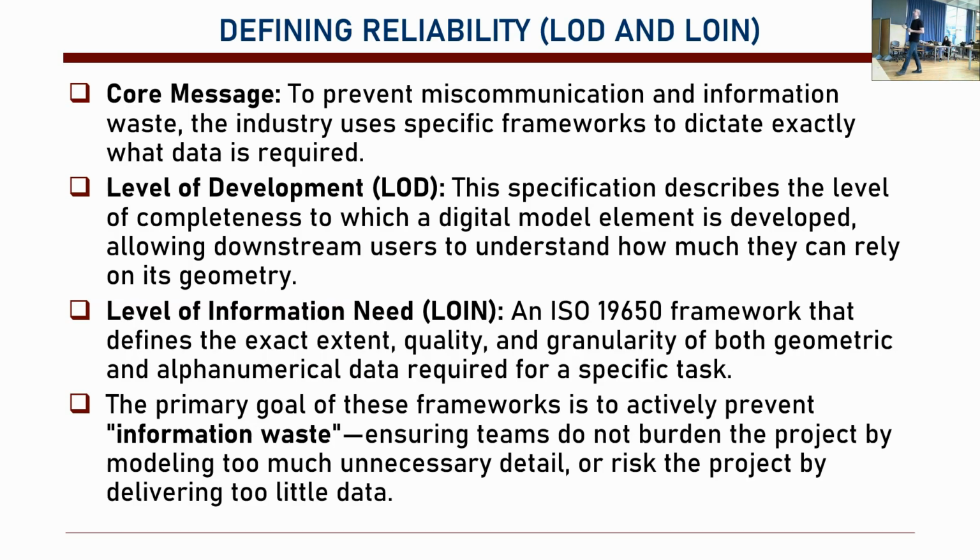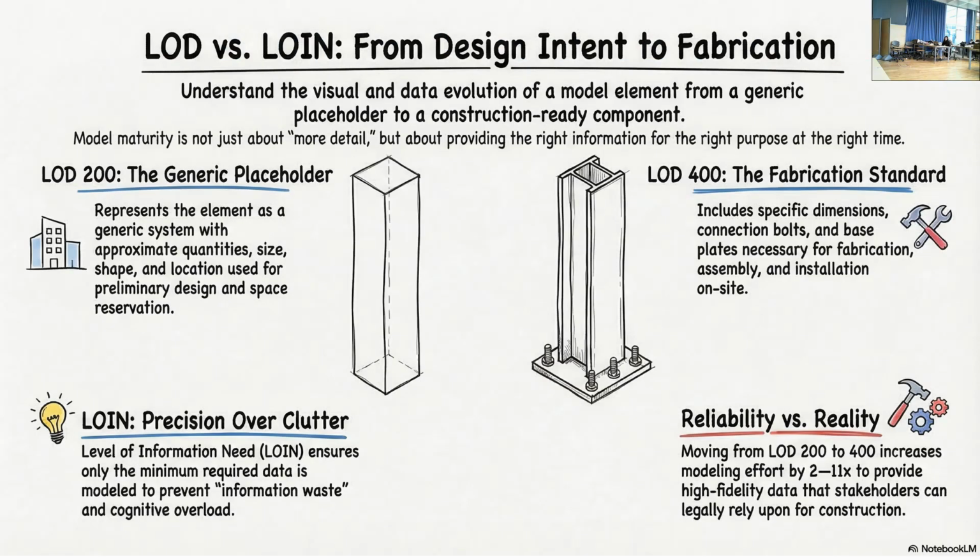The reason is, if someone gives us too much information up front, then it is information waste, and it also makes things more difficult. So you want to receive the right amount of information at the right time. You don't want to burden the project modeling with too many details, but also you don't want to risk the project by delivering too little data. So this is why we have LOIN. LOIN is in that regard important.